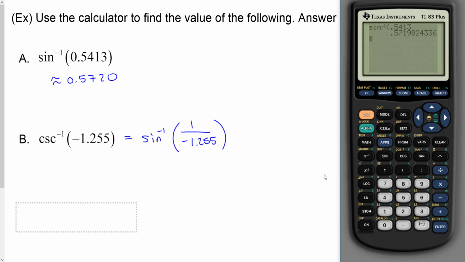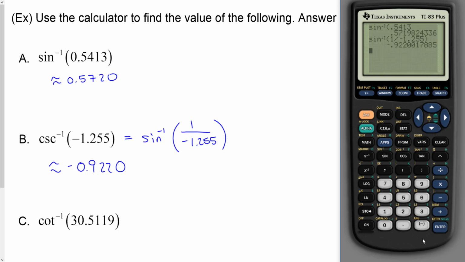So I would do, in this case, arcsine of 1 divided by negative 1.255. And notice I used the negative here instead of the minus. The calculator does distinguish between the negative and the minus. If you use the wrong one in the wrong place, it will give you the wrong answer. So again, I'll just round to 4 decimals here. So negative 0.9220.